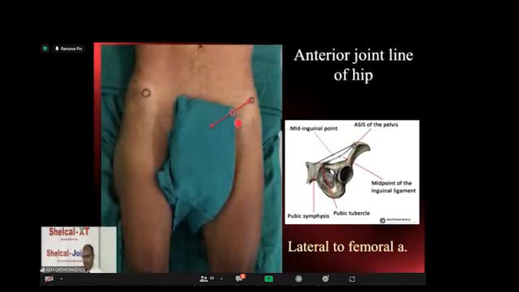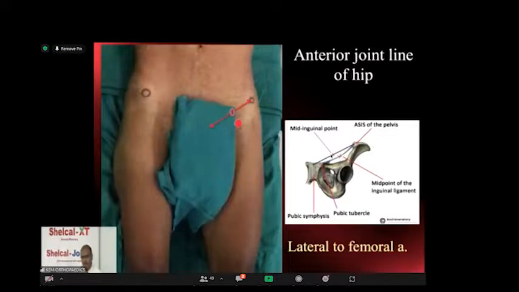The midpoint of the line joining the anterosuperior iliac spine and pubic symphysis is known as the mid-inguinal point. Whereas the midpoint of the line joining the anterosuperior iliac spine and pubic tubercle is the midpoint of the inguinal ligament. So the lateral point is the same, whereas the medial point is different. Since this point remains lateral, the midpoint of the inguinal ligament remains lateral to the mid-inguinal point.